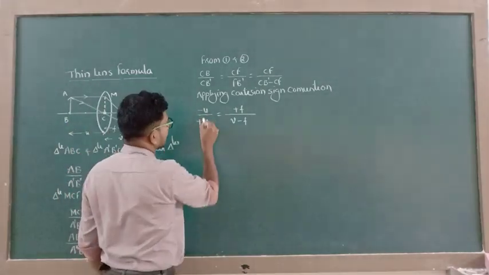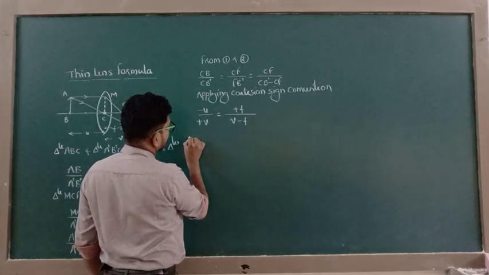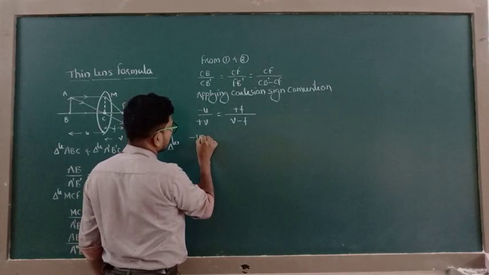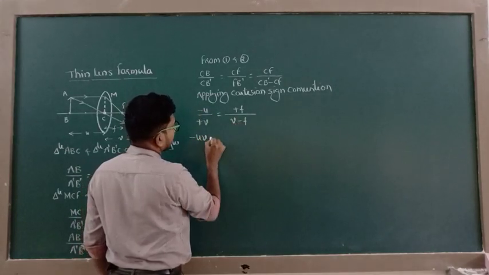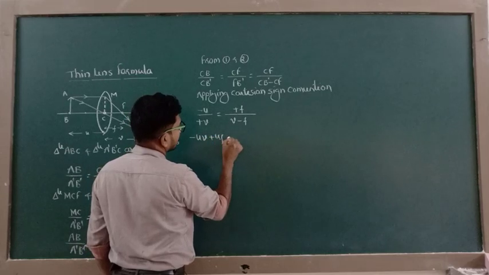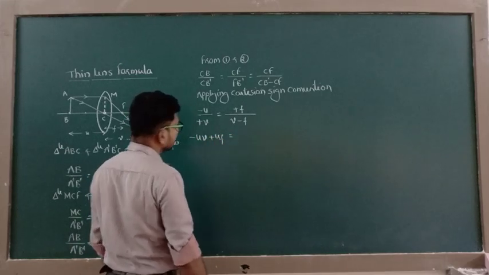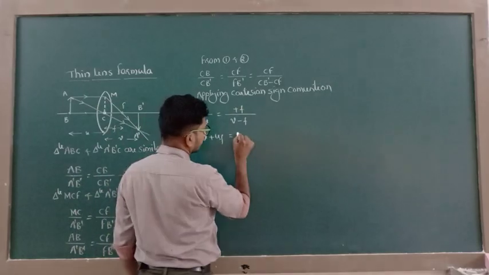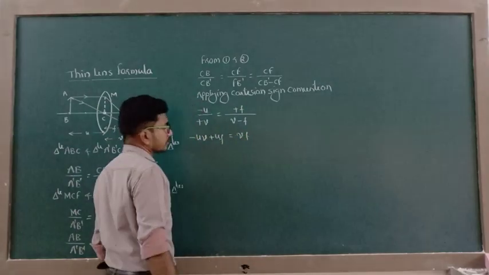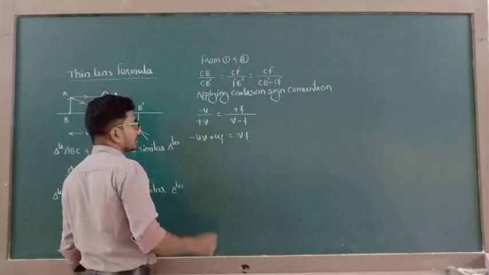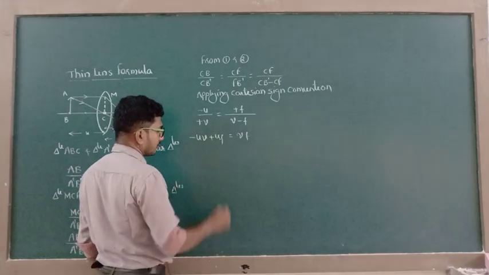Cross multiplication. On cross multiplication, minus U into V, minus into minus, plus UF. This is equal to V into F. Now dividing this equation by UVF.